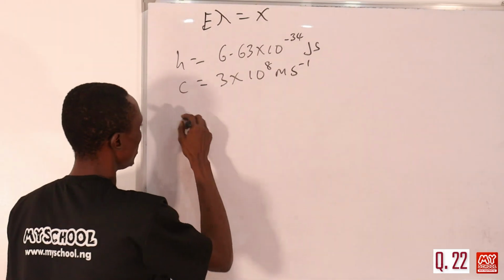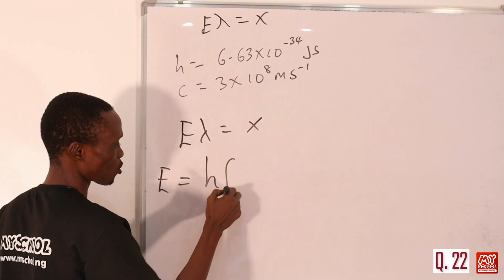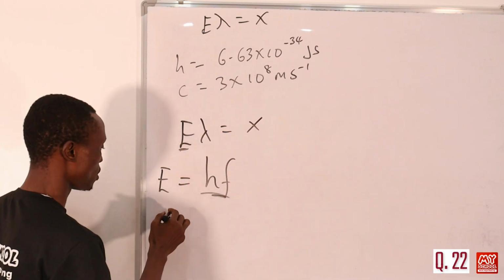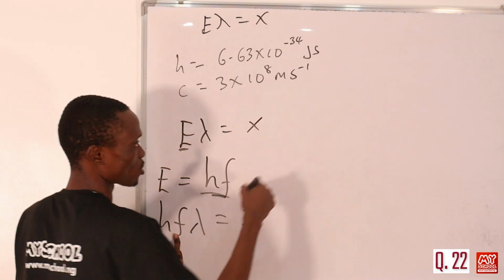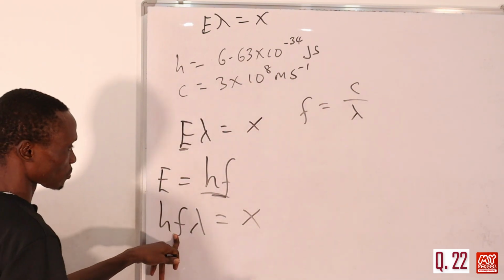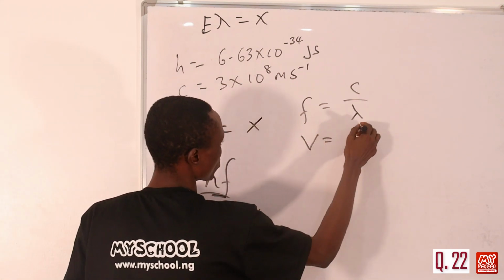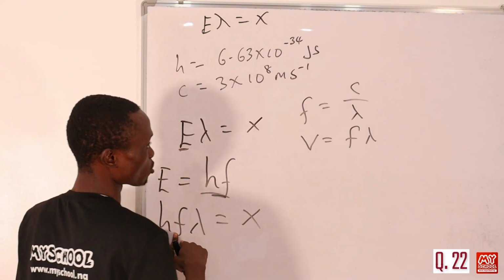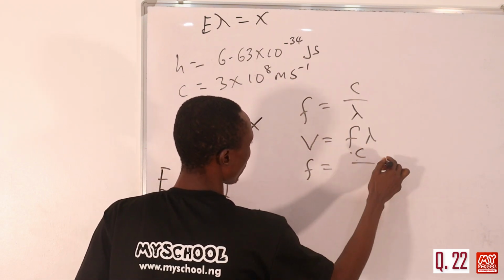We are given that E lambda is equal to X. But remember that E is equal to H times frequency. So we are going to replace E with H frequency here, so that we'll have H frequency lambda is equal to X. But remember that F is equal to C all over lambda. Let's go back to the relationship, V is equal to F lambda, and here we want to replace F. So if we are to replace F, then we'll have F equal to V or C all over lambda.